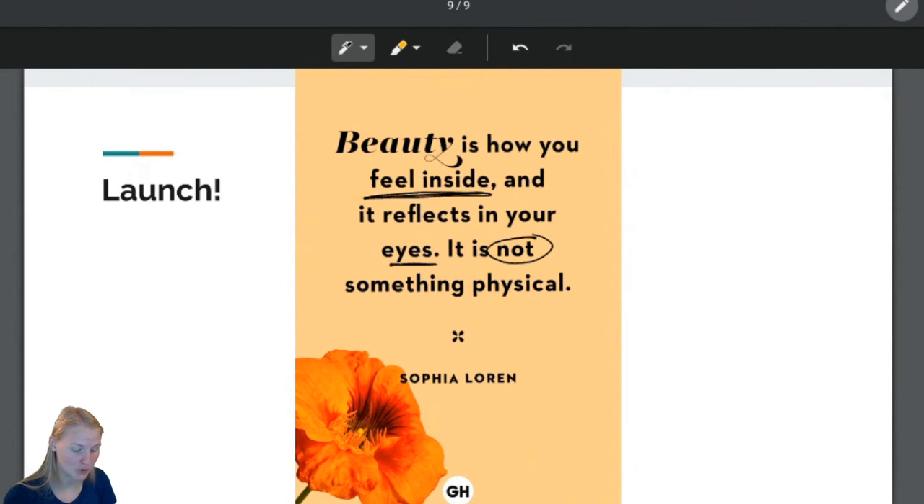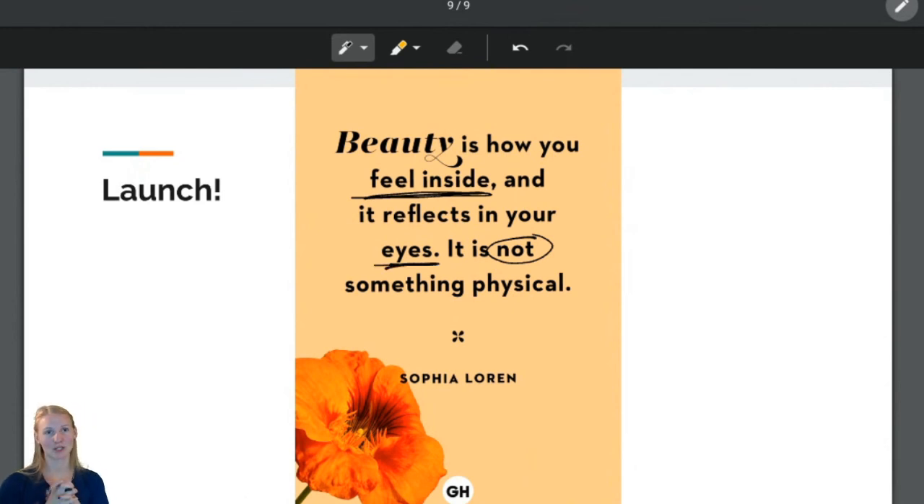Beauty is how you feel inside. If you feel beautiful, you like the body you have, you are beautiful. Even if you don't like the body you have, you are still beautiful. Beauty is how you feel inside. So instead of focusing on looking beautiful on the outside, focus on how you feel inside. Because how you feel inside is going to change the way you think about how beautiful you are. It reflects in your eyes.